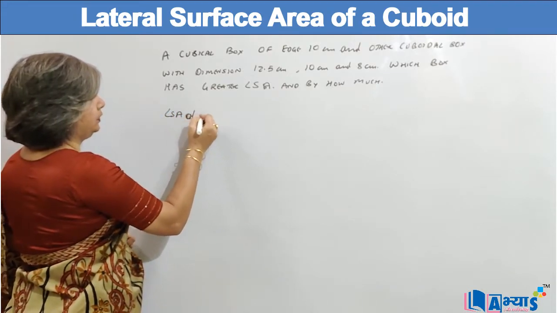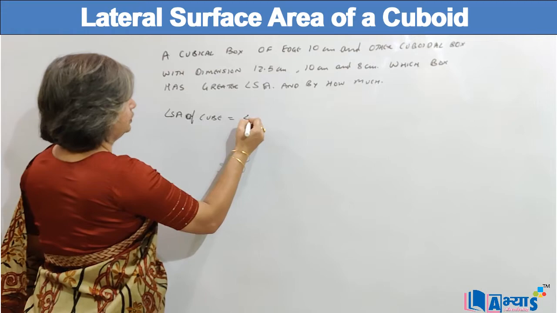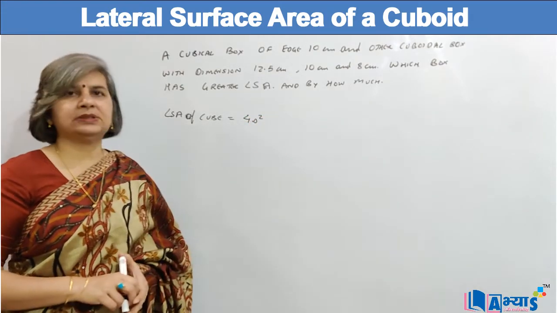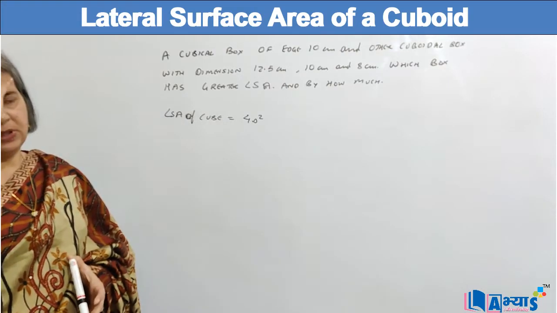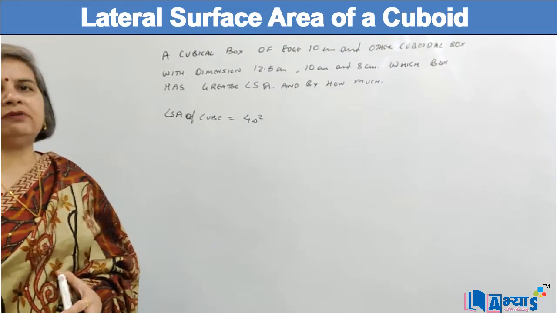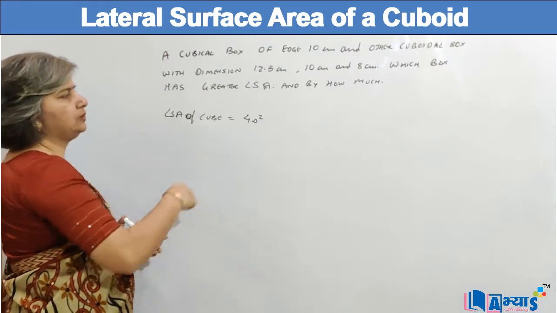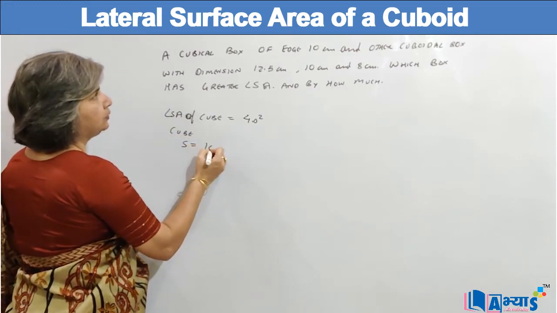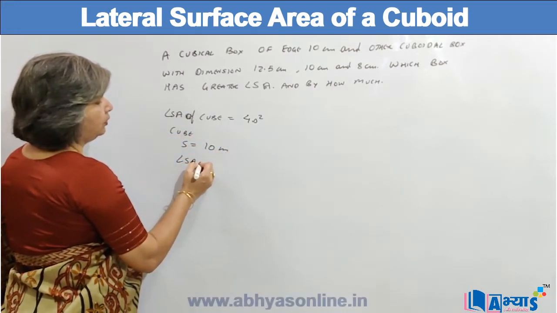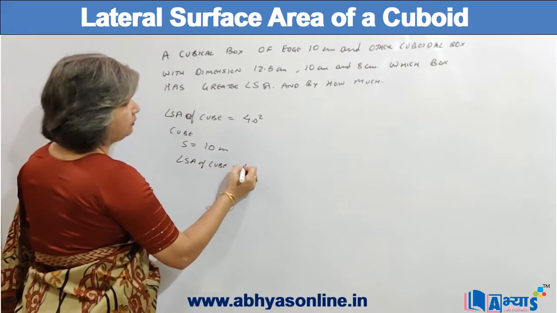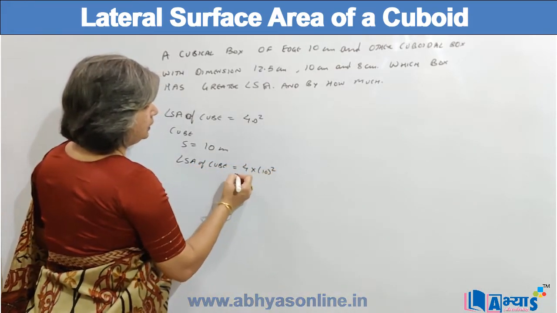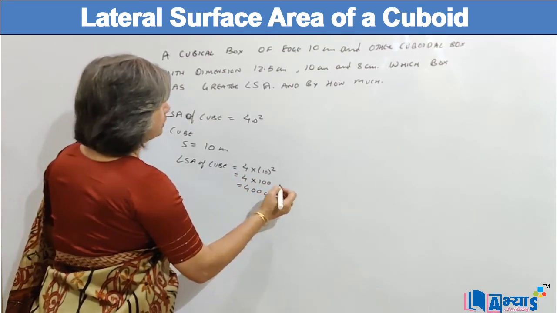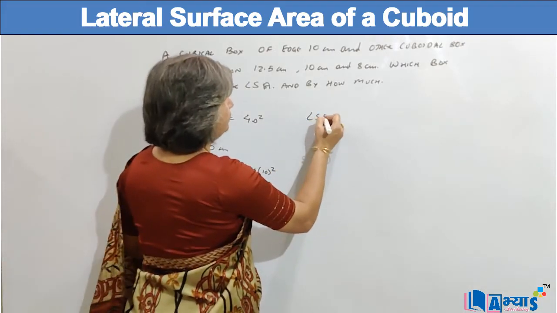LSA of a cube is equal to 4 side square, because in a cube all the faces are squares and each square has a side S. So the area of one face is side square and there will be 4 faces, so the area is 4 side square, and we know that in the cube S is equal to 10 cm. So LSA of cube will be equal to 4 into 10 square, that means 4 into 100, or we can say 400 centimeter square.